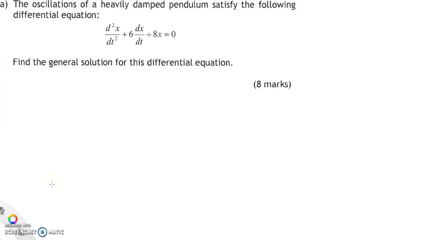Right, the oscillations of a heavily damped pendulum satisfy the following differential equation: d²x/dt² + 6 dx/dt + 8x = 0. Find the general solution for this differential equation.